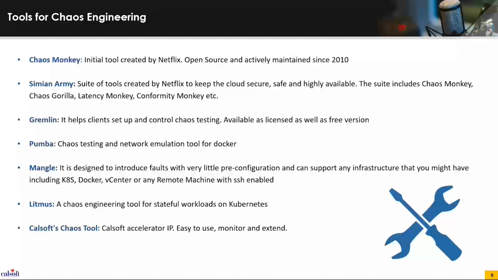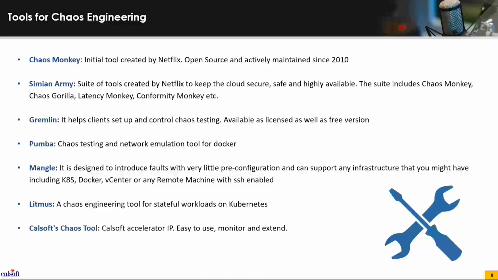And apart from that, there is the Simian Army, which is a suite of different tools, again open sourced by Netflix. The tools include Chaos Monkey, Chaos Gorilla, Latency Monkey, Conformity Monkey, etc. In the case of Chaos Gorilla, interestingly, it brings down an entire region. So there is a huge bunch of different tools which we can use. Another one which is significant and has not been covered here is the Chaos Toolkit. It has a lot of drivers and wide support for various infrastructures like AWS, Azure, on-prem, Kubernetes. So it covers a wide variety of infrastructures.